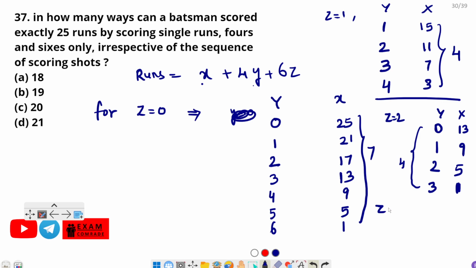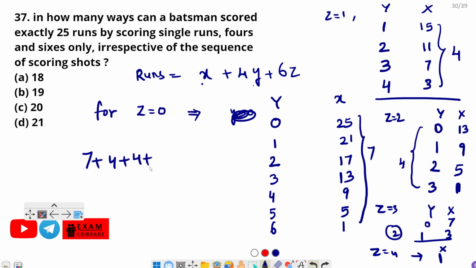For z is equal to 3, y can be 0, so 3 sixes is 18, 7 singles; 1 boundary, 3 runs. 2 possibilities. For z is equal to 4, only 1 single is required, x is equal to 1. So the number of possible cases is 7 plus 4 plus 4 plus 2 plus 1. 7 plus 4 is 11, 11 plus 4 is 15, 17, 18.